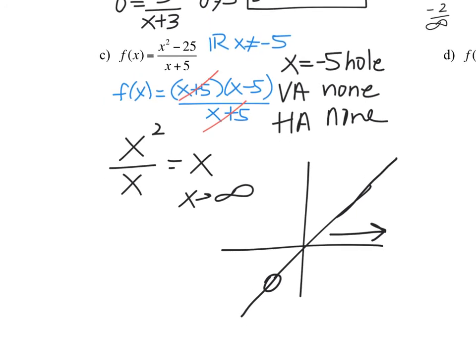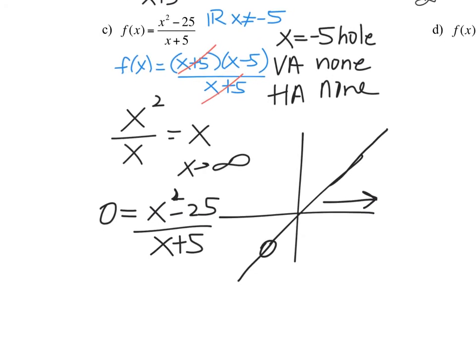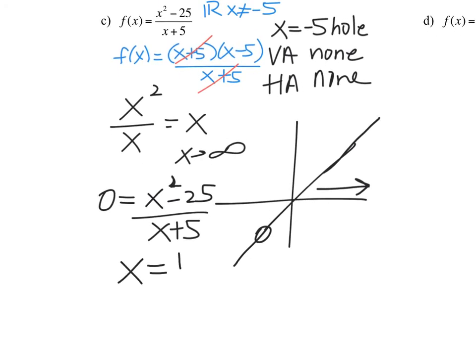If you set it equal to 0 and solve, the only thing is, be careful, because when you solve this, you get x equals plus or minus 5. But you know that negative 5 is not a 0. Negative 5 is a hole in the graph. Okay, so it kind of tricks you into thinking that there's 2 zeros, but there's only 1 zero. The zero here would be x is 5.